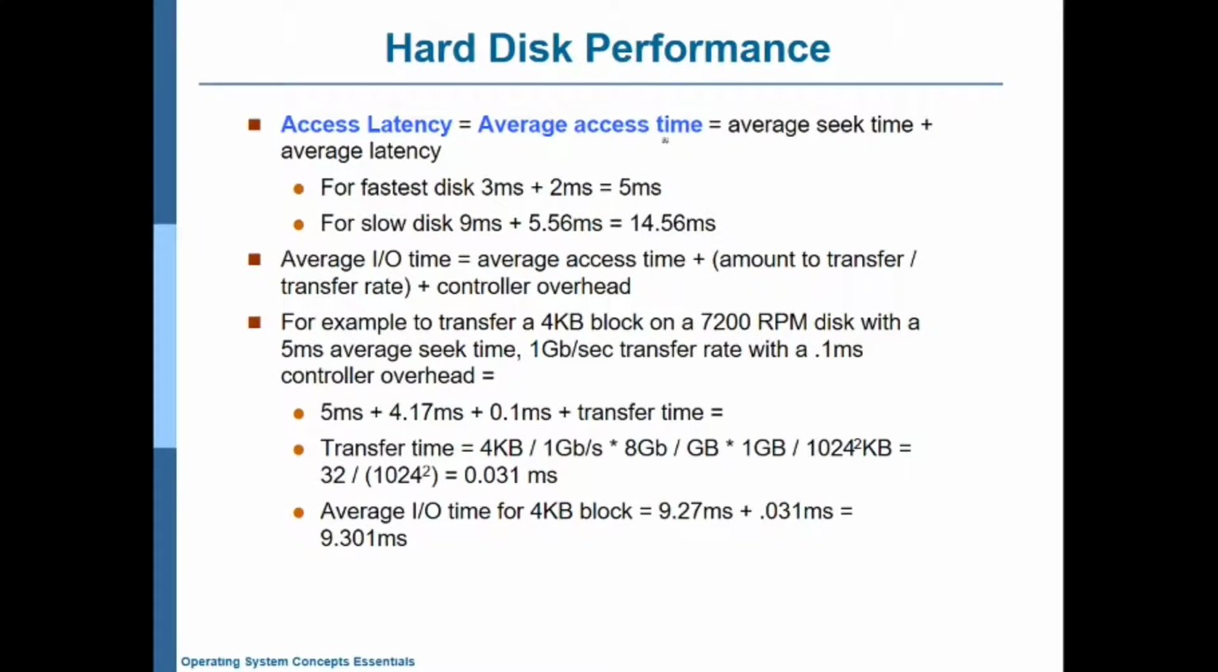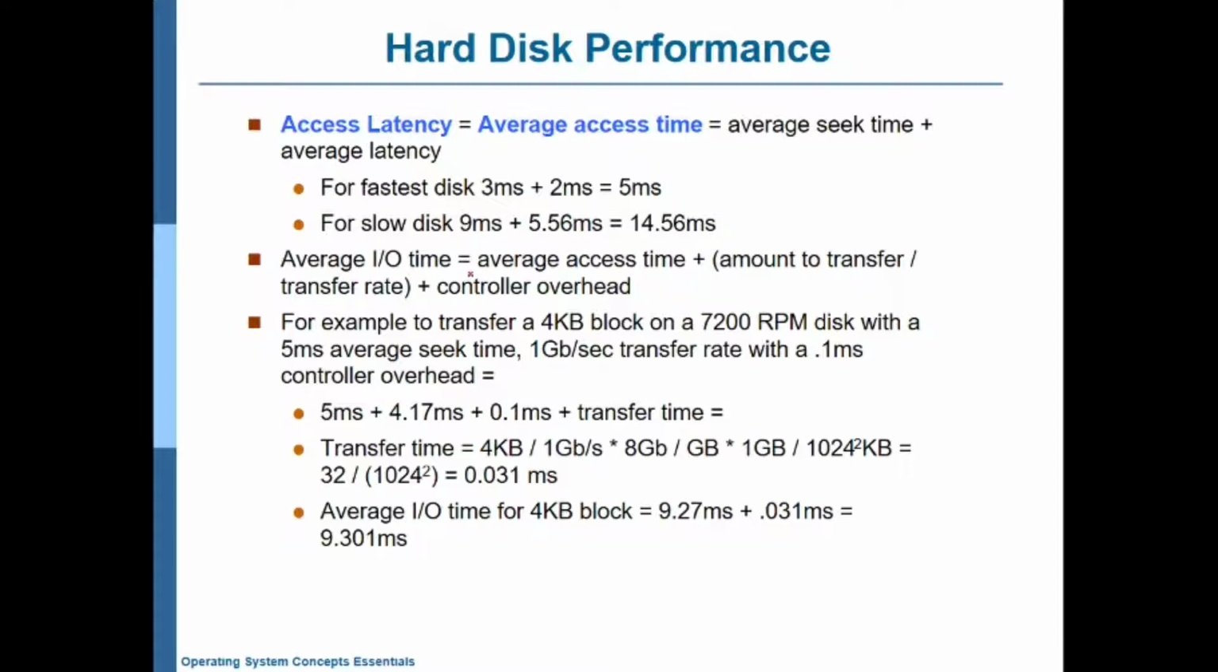Hard disk performance: how will the hard disk perform? Access latency equals average access time, which equals average seek time plus average latency. For example, for the fastest disk, 3 milliseconds plus 2 milliseconds equals 5 milliseconds. For a slow disk, it will be 9 milliseconds plus 5.56 milliseconds, which equals 14.56 milliseconds.